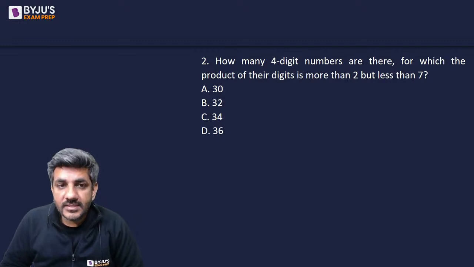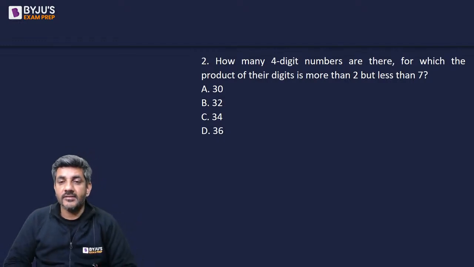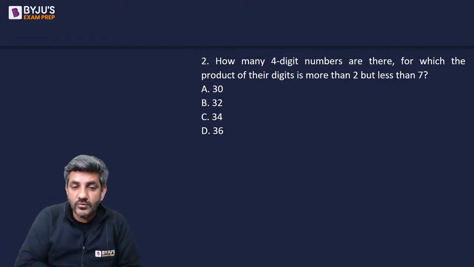How many four-digit numbers are there for which the product of their digits is more than 2 but less than 7? And once again, I have got an answer from Music Core who says C.